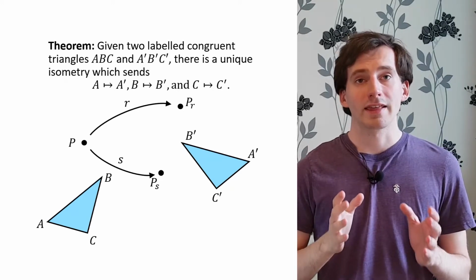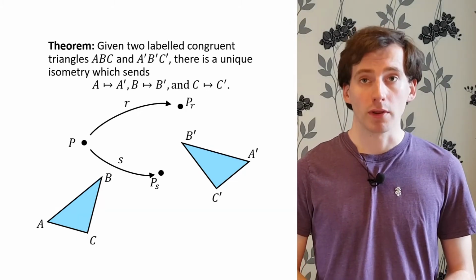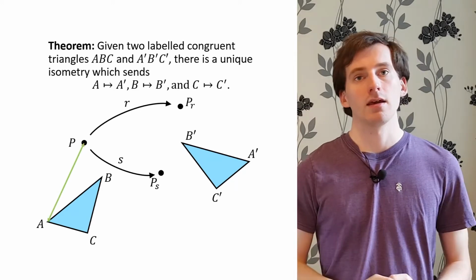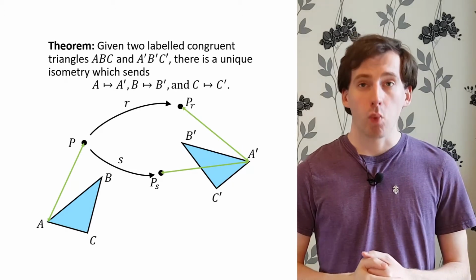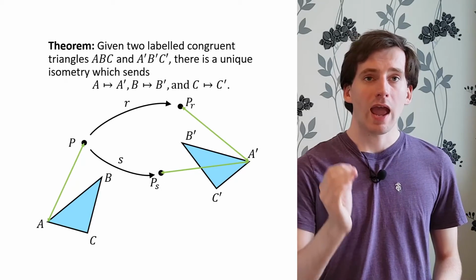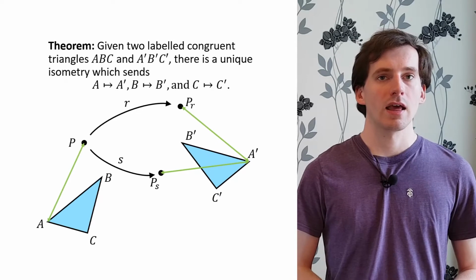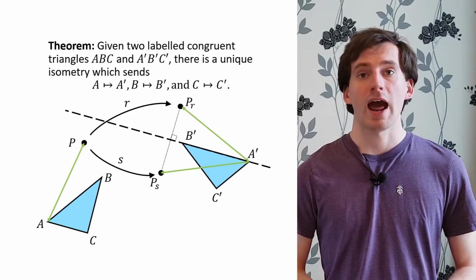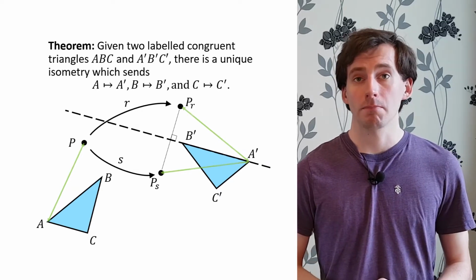Both R and S are isometries, so they must preserve the distance between points. Therefore, the distance between A and P must equal the distance between A' and PR, as well as the distance from A' to PS. Since A' is equidistant from PR and PS, it must lie on the perpendicular bisector of PR and PS. We can do the same trick with the point B.